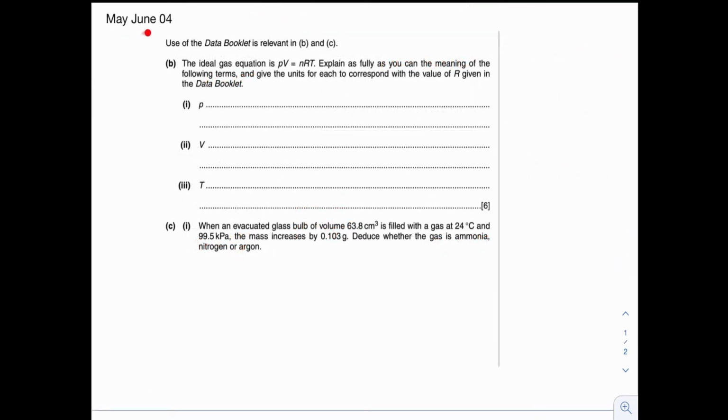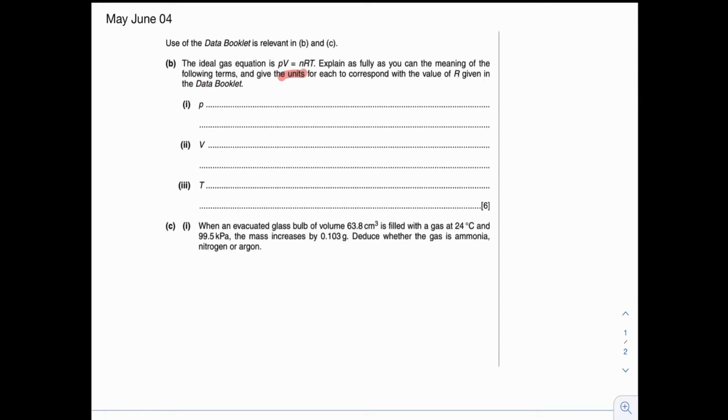This is May June 04. Use of the data booklet is relevant in questions B and C. Question B: The ideal gas equation is PV equals nRT. Explain as fully as you can the meaning of the following terms and give the units for each, corresponding with the value of R given in the data booklet.